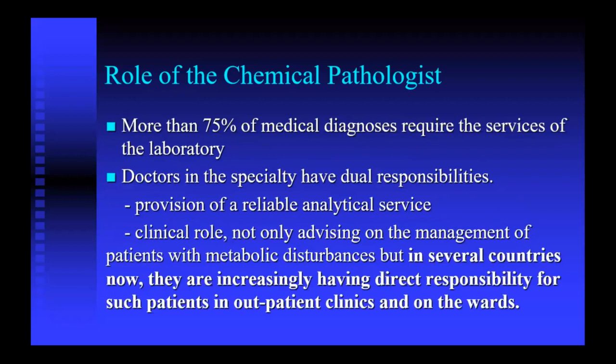We know that more than 75% of medical diagnoses require the service of the laboratory, so the laboratory, chemical pathologists inclusive, plays a key role in this. Doctors in chemical pathology have a dual responsibility: provision of a reliable analytical service and a clinical role, which is not only advising on management of patients with metabolic disturbances, but in several countries now, in the UK, Australia, and some other countries, increasingly having direct responsibility for patient management.